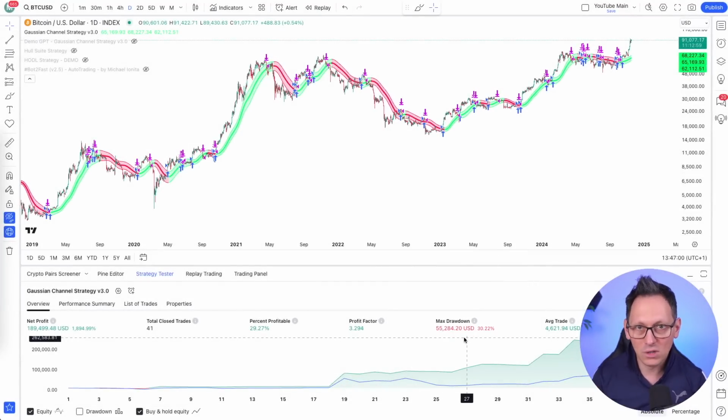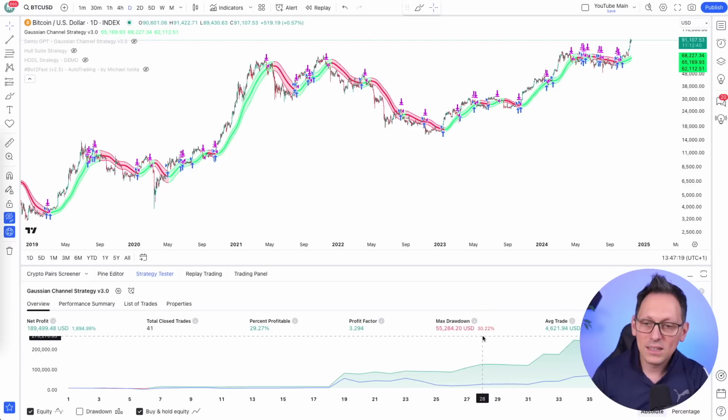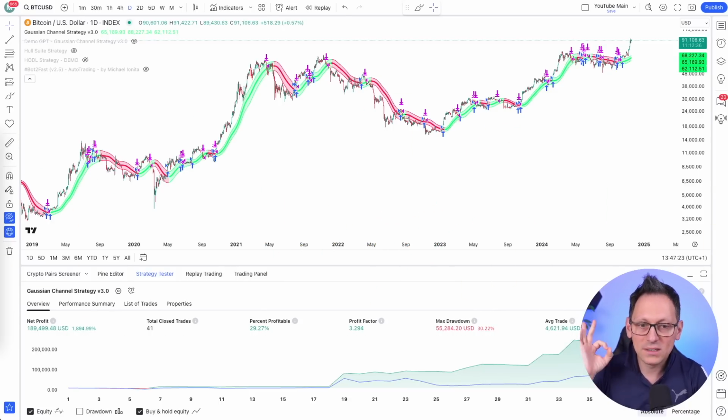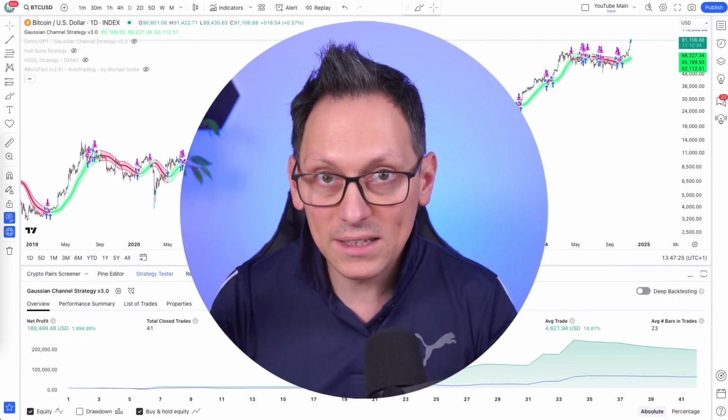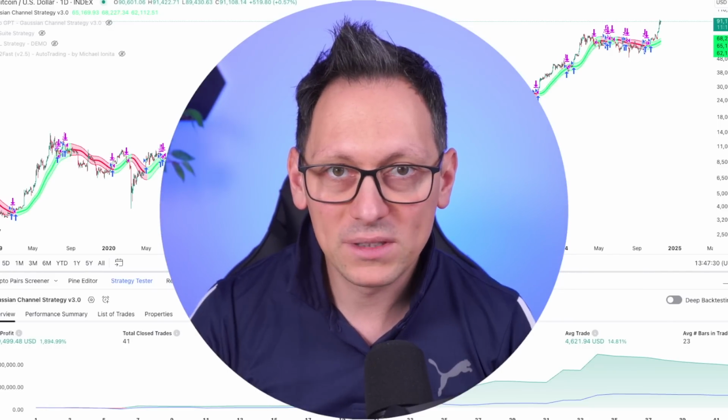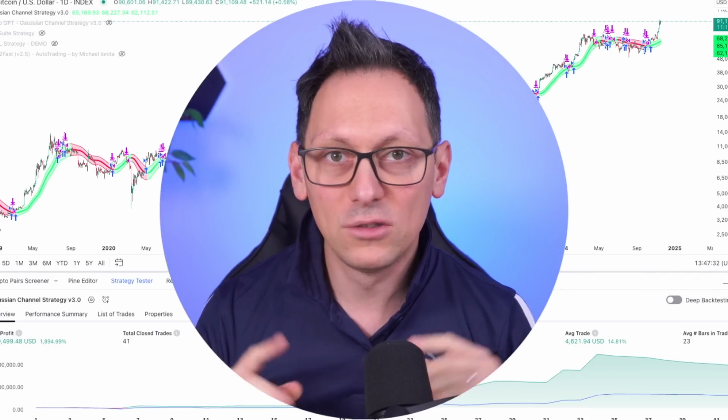If the max drawdown, guys, is too high, I don't care about this strategy. In this case, it's 30%, but too high is 50% or more. Okay, guys, so if it's more than 50%, that means that my portfolio might end up being 50% worth less money than before. That is not good, okay?